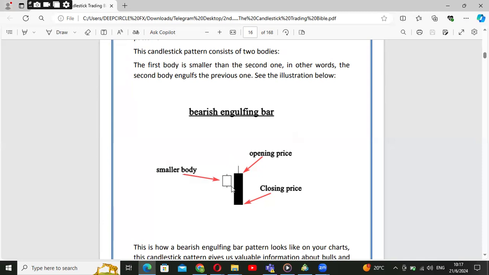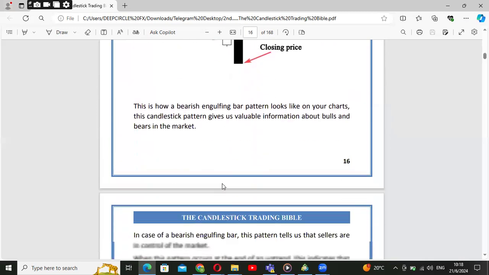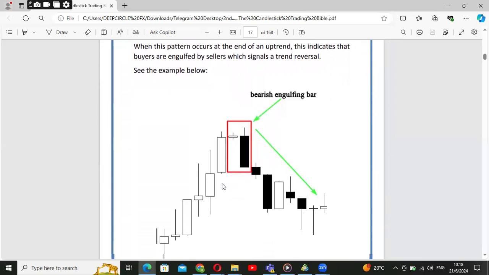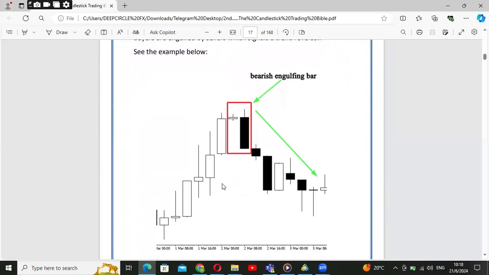Let's say this one is the bullish candle, right? Then the bearish candle engulfs this bullish candle. It simply means that the market is now going downwards because it has engulfed this candlestick. You get it, right? Now we are going to see it on a chart.